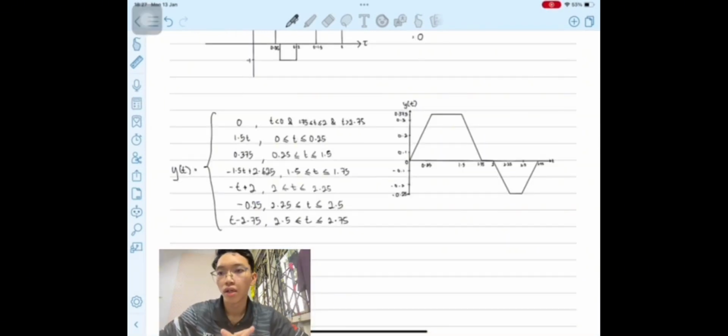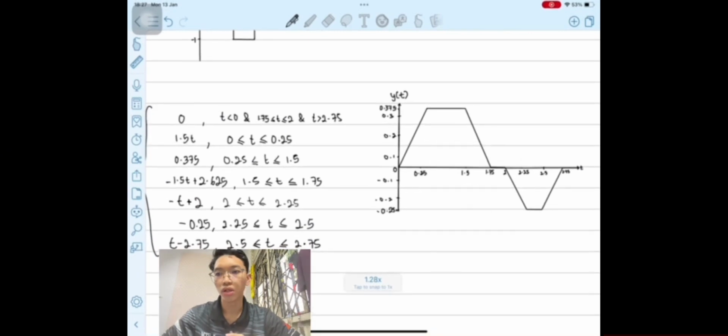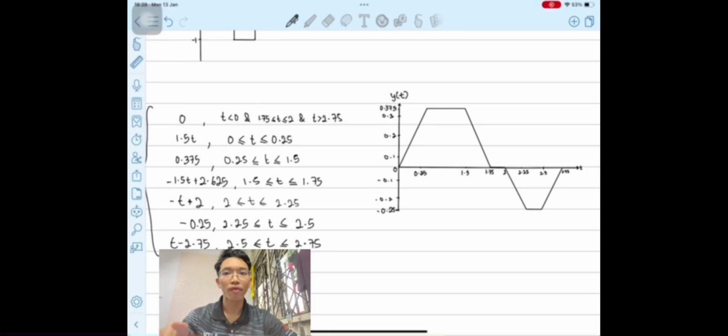Okay, lastly, for the full result of output y(t), we need all the y(t) from case 1 until case 9 and the limits for all the cases. So we'll see the graph of our y(t) output, which from 0 until 0.25 will go up with the gradient of 1.5. So the output result we get from y(t) is 1.5t. Next, for 0.25 until 1.5, the result is 0.375, which is constant. So y(t) is also constant at 0.375 magnitude. Next, for 1.5 until 1.75, the result of y(t) is negative 1.5t plus 2.625, so the gradient is negative 1.5.